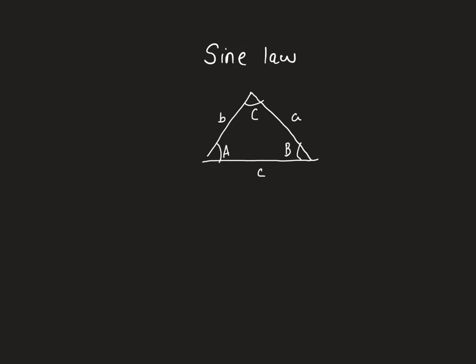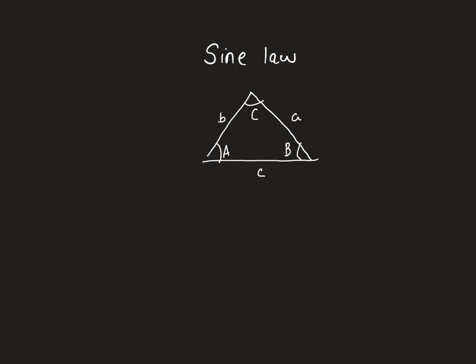So the question is then, what happens when you don't have a right angle triangle? So here you see a normal triangle that does not have a 90-degree angle. In this case, you can't use SOHCAHTOA. In fact, you can't even use Pythagorean theorem because this is not a 90-degree triangle. So that brings us to what is called sine law.